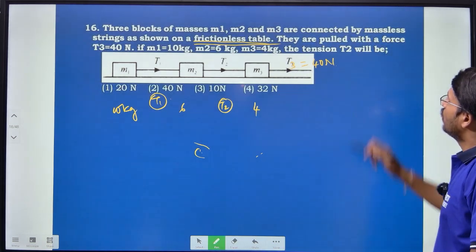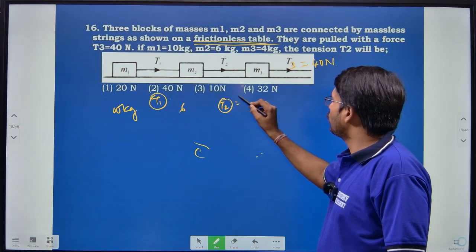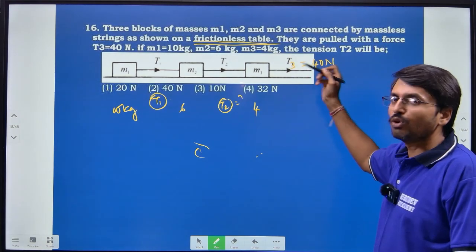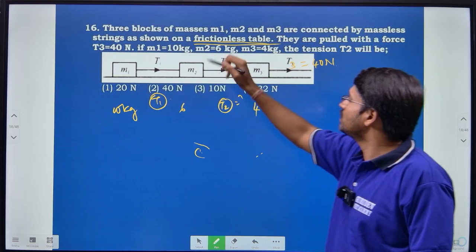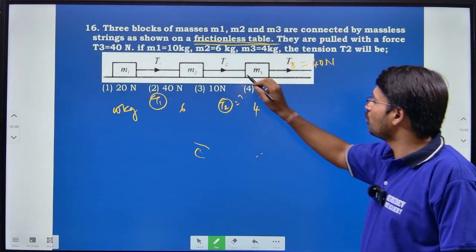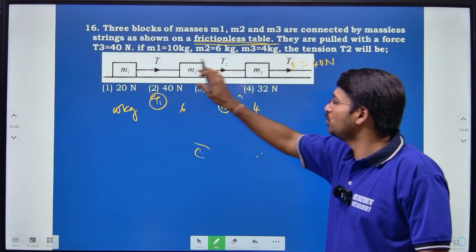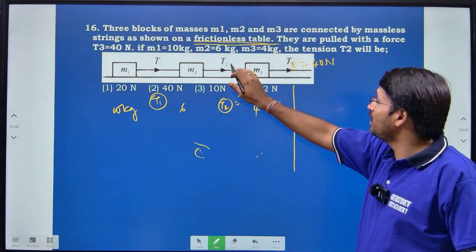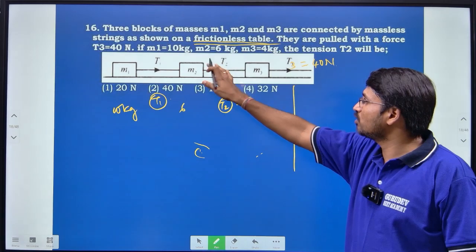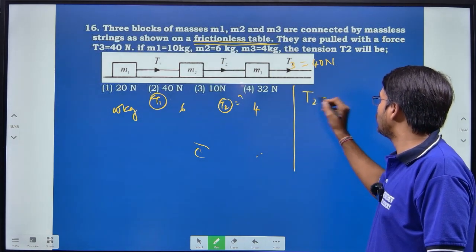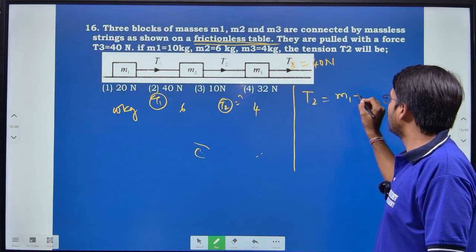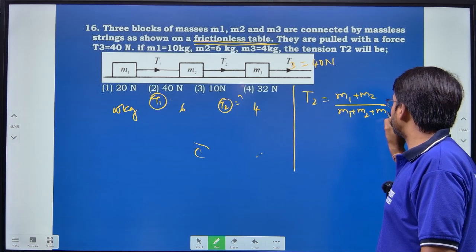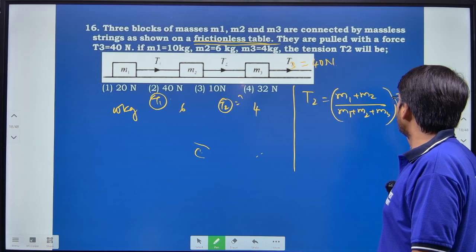So what is T2? That is what we have to calculate. You should remember it this way: T3 is the force that is pulling all of M1, M2 and M3. In the same way, T2 will be the force that pulls M1 and also M2. Therefore T2 will be lesser than T3. We can write T2 equals M1 plus M2, divided by M1 plus M2 plus M3, whole multiplied by T3.